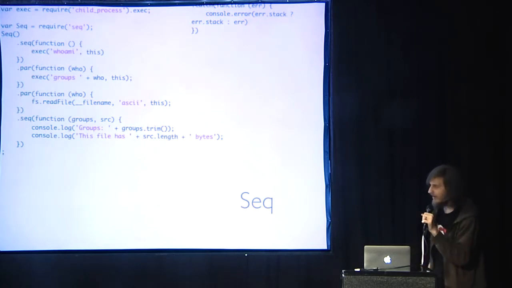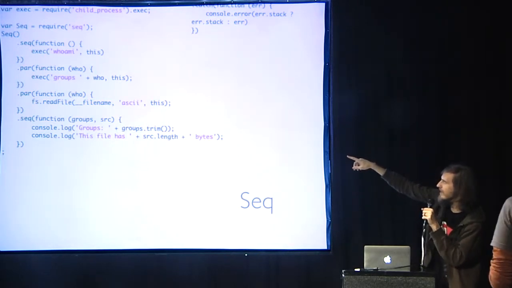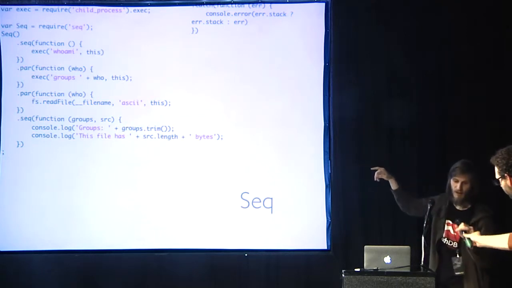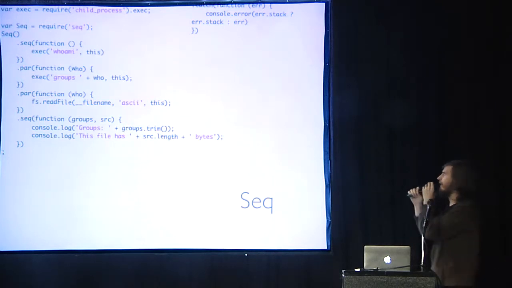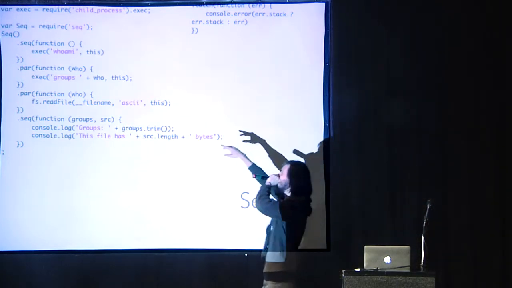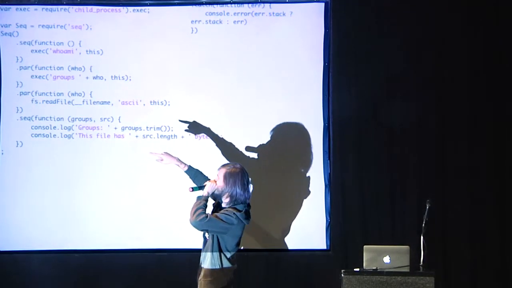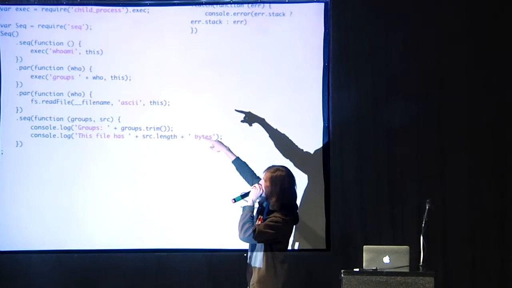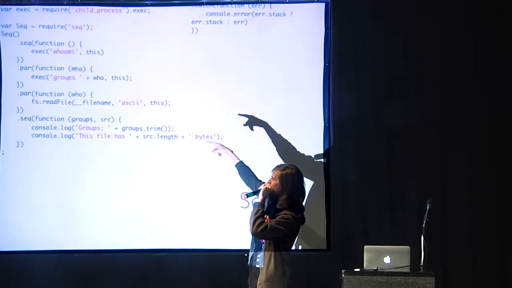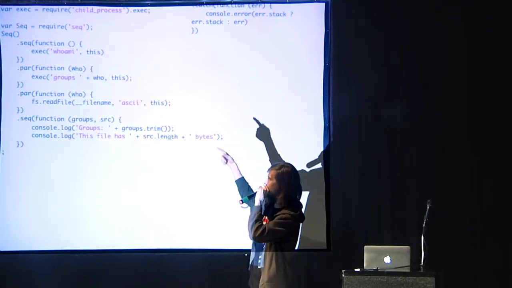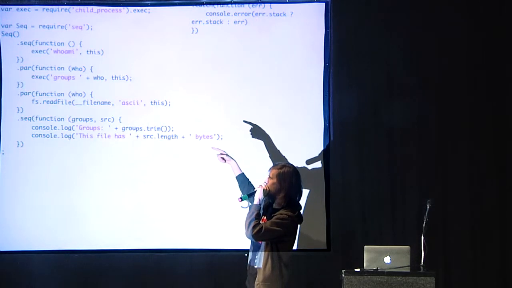All right, the next one is Seq. This is part of flow control. Substack wrote this, and essentially you require Seq right here, right? And that means sequential or parallel. So it does the first one, and after it executes that, it has a little thing inside of it that says, okay, I'm done, go down to the next one.